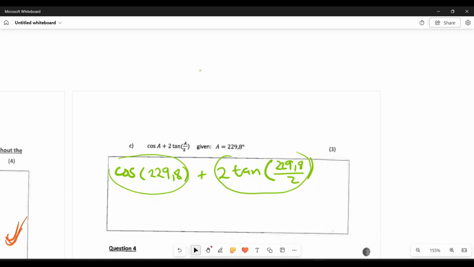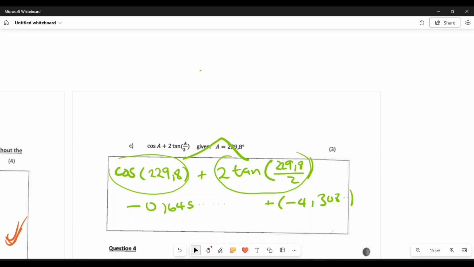First I'm going to punch into my calculator cos of 229,8, which is equal to negative 0,645. Make sure you write all of the values. Plus 2 multiplied by sine of 229,8 divided by 2. Punching that into my calculator, here also I would get a negative. I'm going to put it in brackets. Make sure you write all those values. Now I can just punch this into my calculator to find my final answer, which I would round off to 2 decimal places.